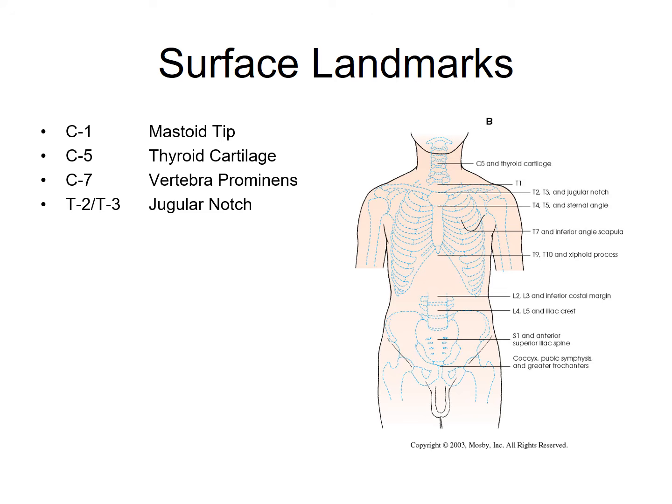T2 and T3 is at the level of your jugular notch. If you feel your collarbones and you go into the middle, you get to this little notch. That's called the jugular notch. That's T2, T3. The inferior angle of your scapula, that's what I just talked about. In fact, if you put your arm and reach behind you, your scapula kind of pops out away from your body, and you can actually feel the tip of it. That's the inferior angle of the scapula, and that's T7. T9 and T10 is your xiphoid process.